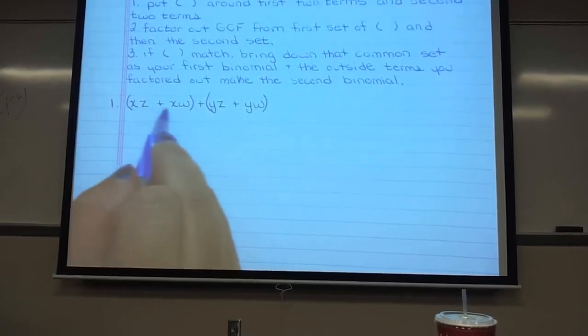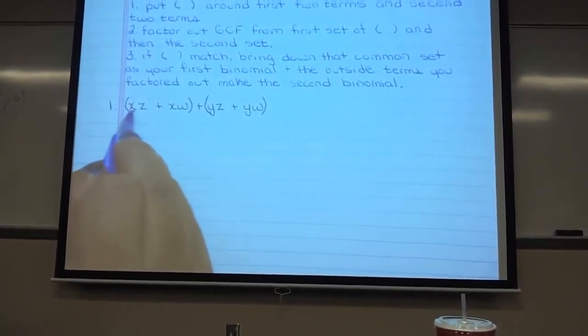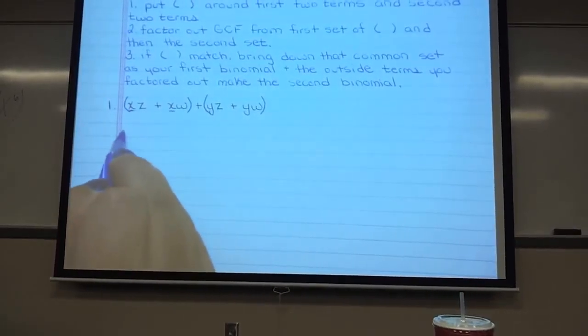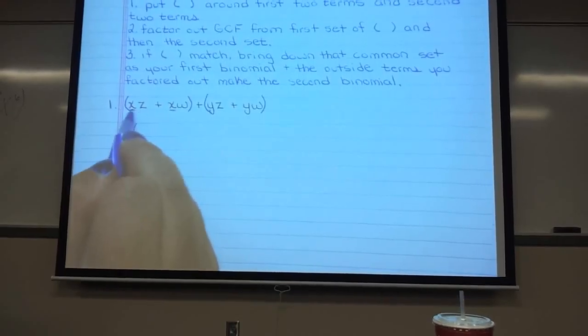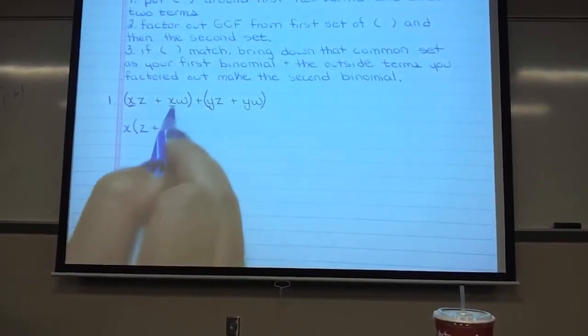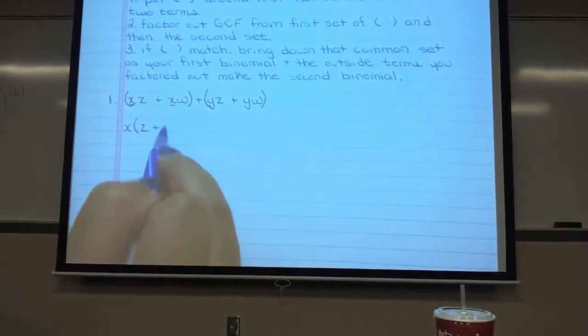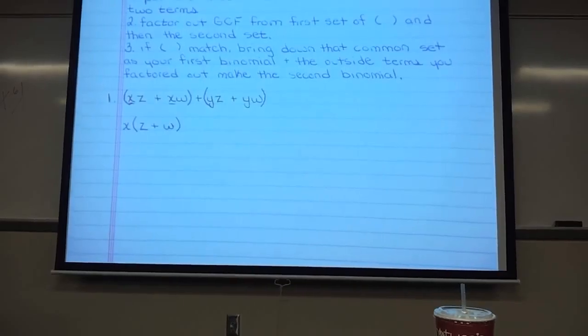So look at that first set of parentheses. Pretend this is the whole problem. What is the common letter in here? X. This is my common letter. So I'm going to take the X out. What would you be left with in this term? Z. Plus in this one? W. Okay? The x does not become x squared.